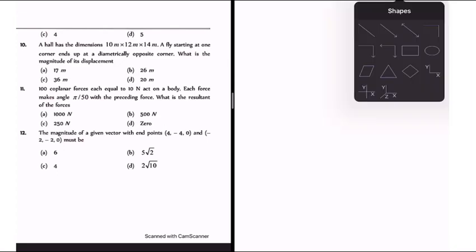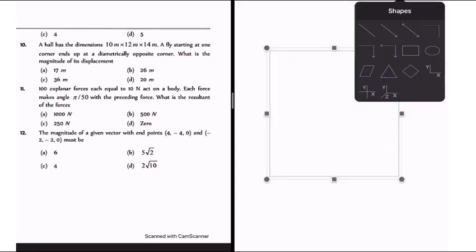Okay, next question, question number 10. See this, what is given? A hall has dimensions of 10 by 12 by 14 meter. A fly starting at one corner ends up at a diametrically opposite corner. What is the magnitude of its displacement? See this beautiful question.